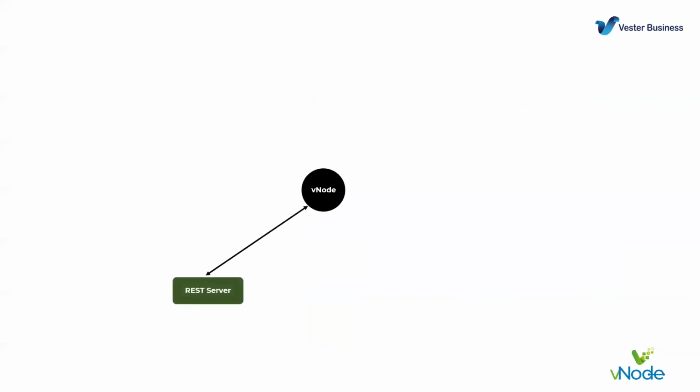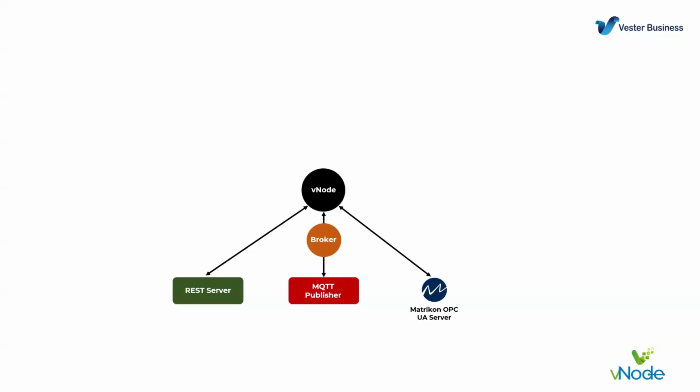So if we put here a REST server, we can use vNode to collect data using REST. vNode is also an MQTT subscriber. So if you have an MQTT publisher using a broker like Mosquitto, for example, or any other, we can use vNode to collect data from any publisher. Or we can also use vNode to collect data from an OPC UA server using the OPC UA client inside vNode. So this way, vNode would be a client for all these technologies.